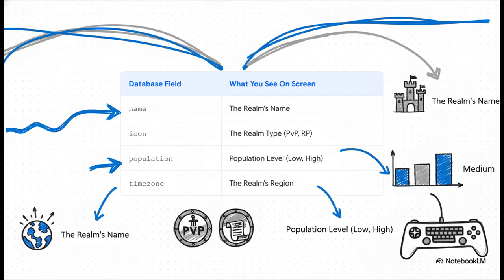The icon number becomes the realm type, PvP, RP, whatever. The population float becomes that low, medium, or high status. The time zone number becomes the region. It is a direct one-to-one translation from the simple table to a clean user interface. It's not magic, it's just really, really smart design.